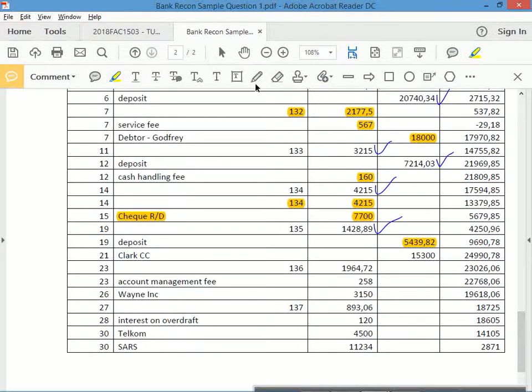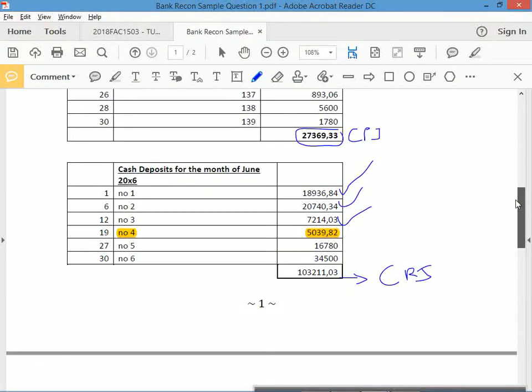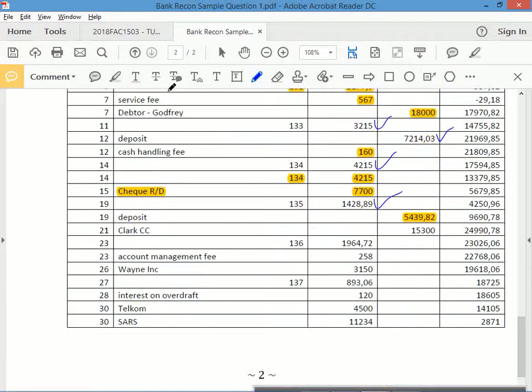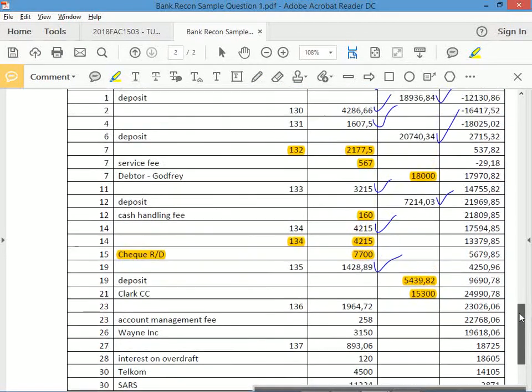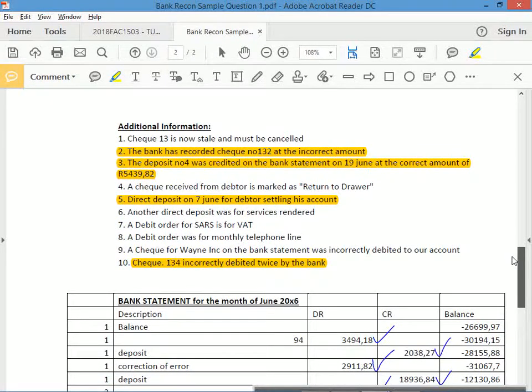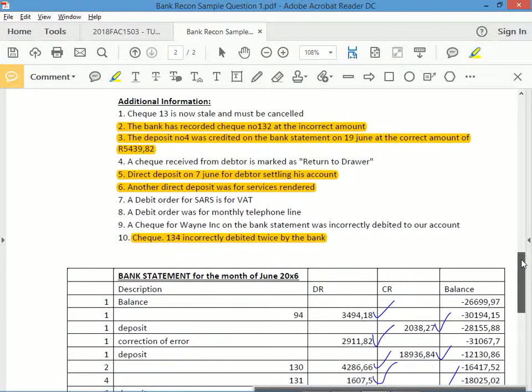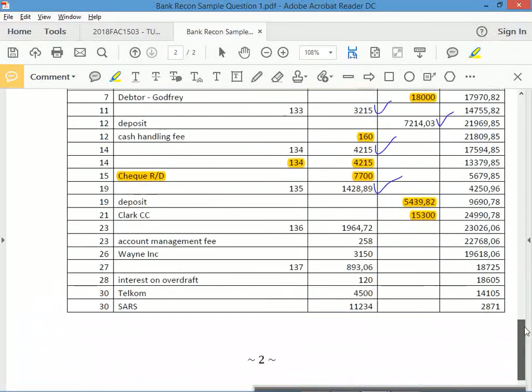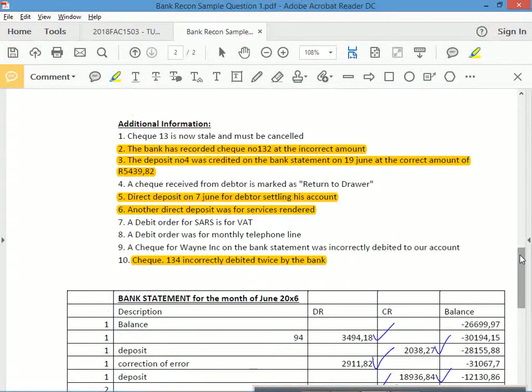Can I tick the next one, guys? 15,300. Do you want me to tick it? No. Is it here in the deposits? No. Highlight it. Right, so we need to look for additional information. 15,300. Let's have a look. Oh, there we go. Another direct deposit for services rendered. Okay, so there were 2 direct deposits. There's another one. So this was the other one. 15,300 was for services rendered.